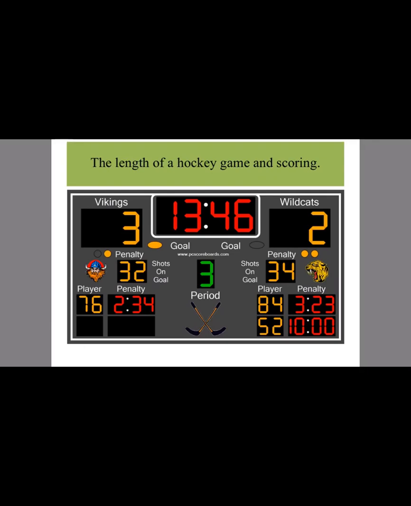The length of a hockey game. There's 3 periods, and each period is 20 minutes. So 5th grade, if there are 3 periods and each period is 20 minutes, how long is the whole game? If you said 1 hour, you are correct.